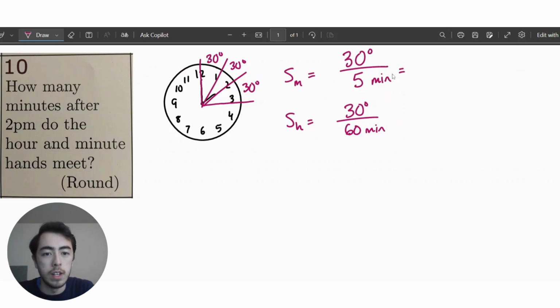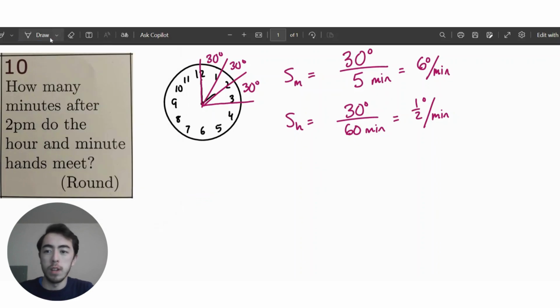And if I wanted to find a unit rate, I could do the 30 divided by 5 to get 6 degrees per minute for the minute hand. And then I could do 30 divided by 60 and I get half a degree per minute. So each minute that elapses, now I know the exact amount of degrees each of these hands is going to move. And it looks like the hour hand has a head start.